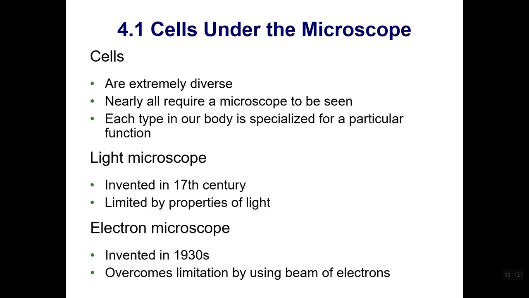However, we are limited by the properties of light, and so to circumvent that issue, the electron microscope was invented in the 30s. Since it doesn't use light, it uses electrons, we don't have those same limitations. These electron microscopes are extremely powerful, way more powerful than our light microscopes.